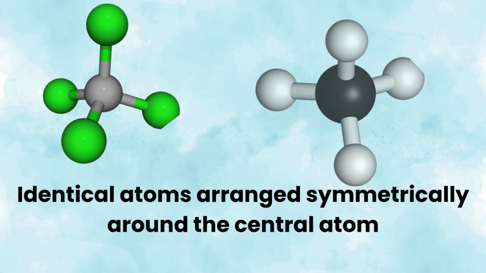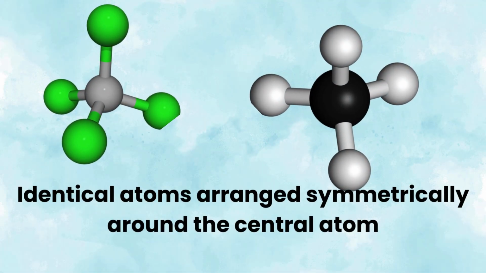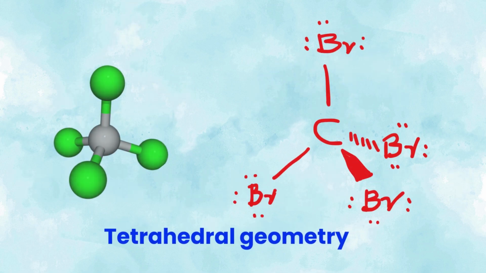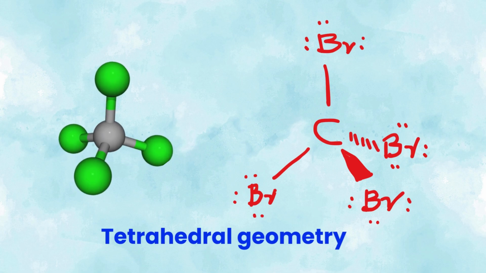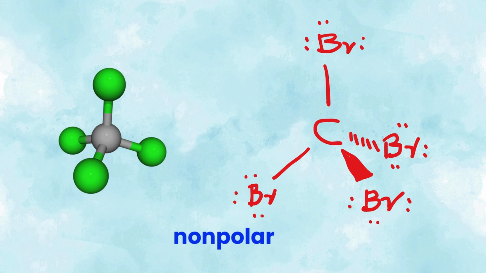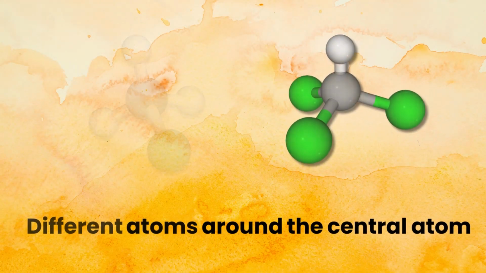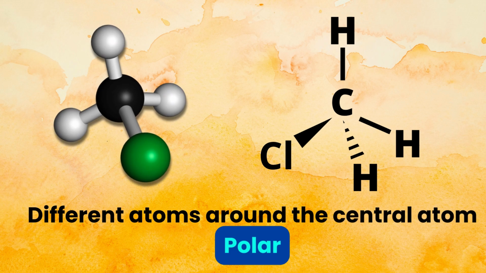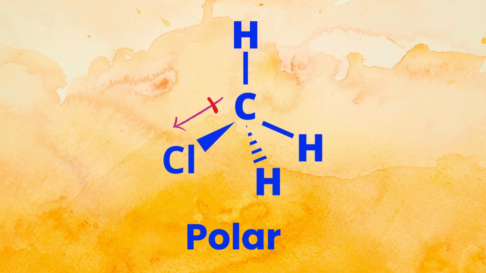If a molecule has identical atoms arranged symmetrically around the central atom, it may be nonpolar. CBr4, carbon tetrabromide, has a tetrahedral geometry and is nonpolar due to the symmetrical arrangement of the bromine atoms around the central carbon atom. If a molecule has different atoms around the central atom, the molecule is more likely to be polar. CH3Cl. Unlike methane, here there is no symmetry and the molecule is polar due to the C-Cl bond.